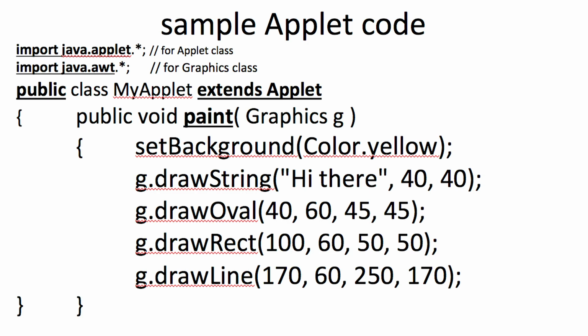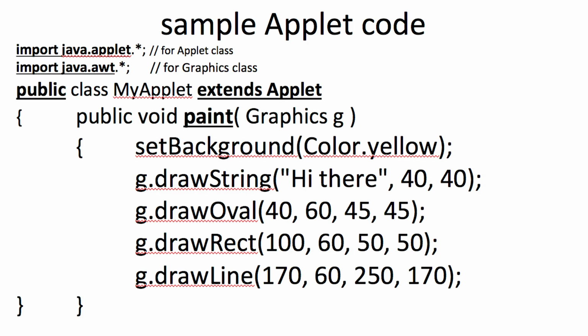Now see, setBackground(Color.yellow). So the first statement is setBackground. We are setting the background of the output window as yellow color. So you can see here, this is the yellow color background. This is the output of the first statement. Again g.drawString("Hi there", 40, 40). X value is 40 and y value is 40, so the x, y coordinate is 40, 40. In this coordinate we are drawing Hi there. So you can see in the output, Hi there is displayed at 40, 40. Accordingly it will be displayed.